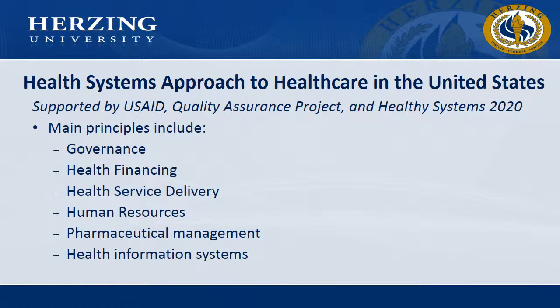This slide will be looking at the health systems approach in the healthcare of the United States. It is supported by organizations such as USAID, the Quality Assurance Project, and Health Systems 2020. The main principles include governance, health financing, health service delivery, human resources, pharmaceutical management, and health information systems. The idea is that all of these principles work together collectively to provide a well-encompassed and well-rounded health systems approach to healthcare in the United States.